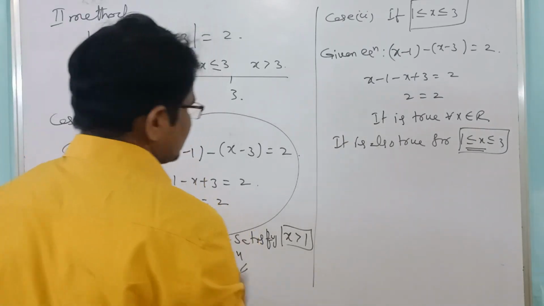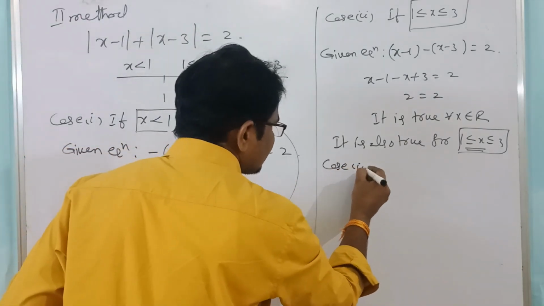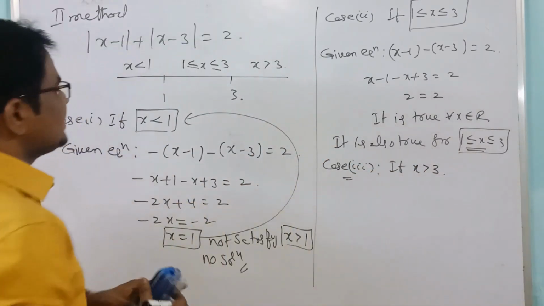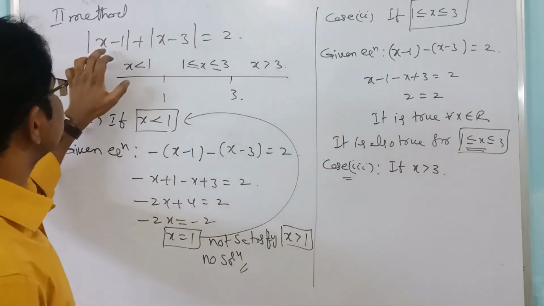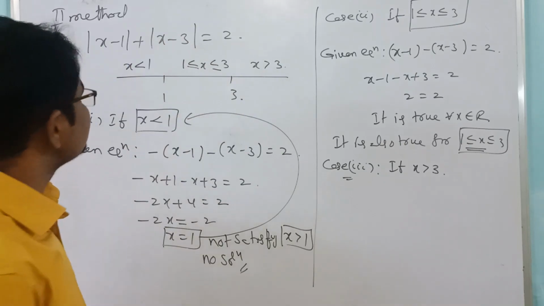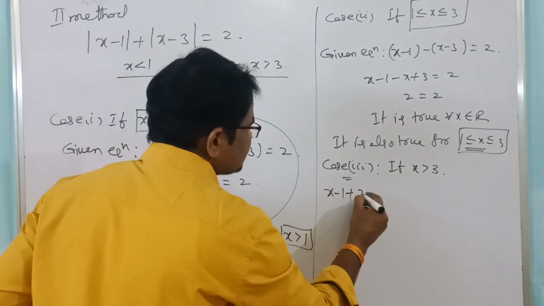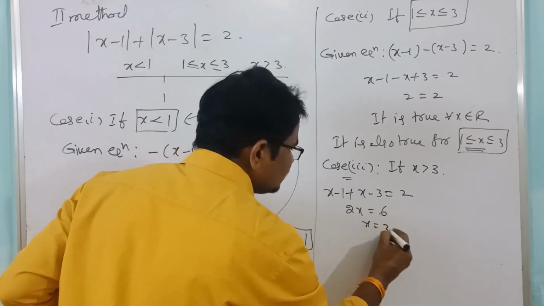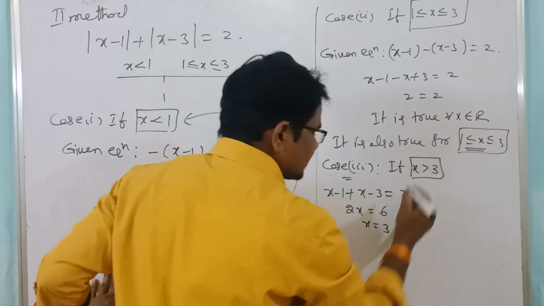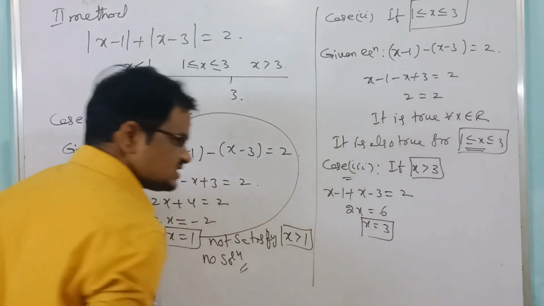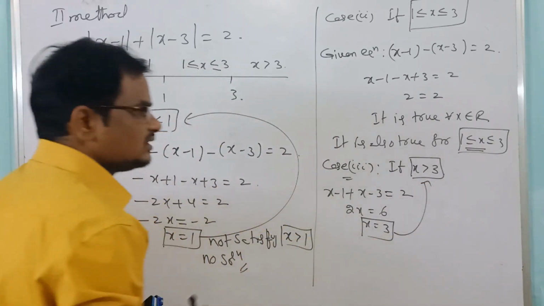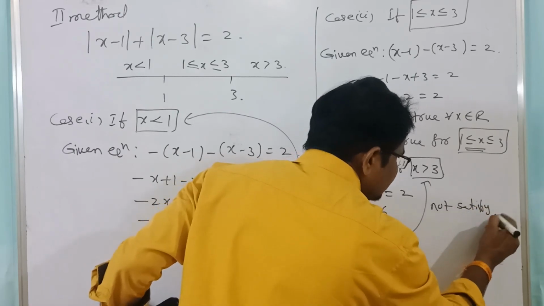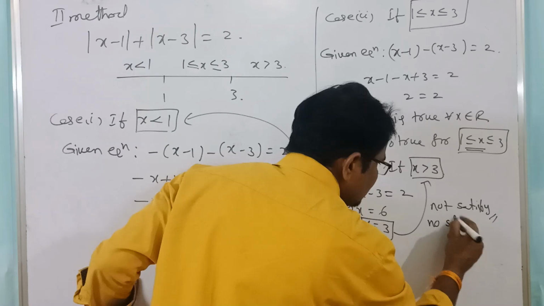Now come to the third case, x greater than 3. For any value greater than 3, you substitute 4: 4 − 1 positive, 4 − 3 positive. So the equation is (x − 1) + (x − 3) = 2, 2x = 6, x = 3. Here the condition is x > 3. Is x = 3 satisfying this condition? No. So there is no solution here either.